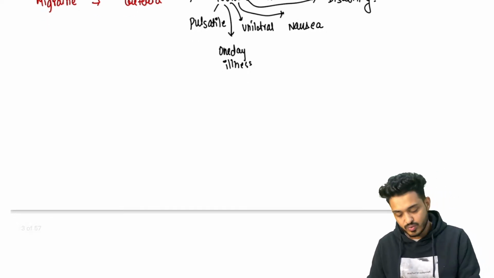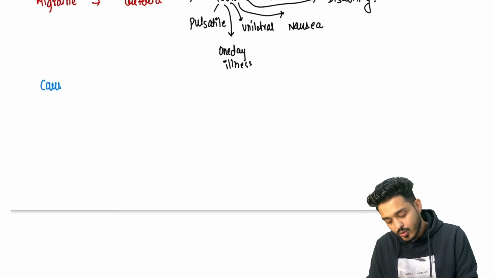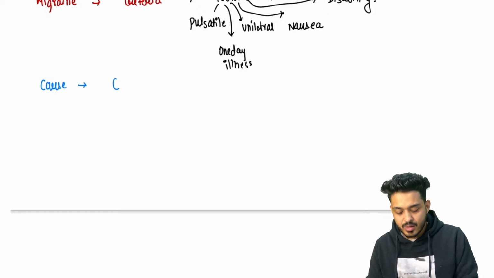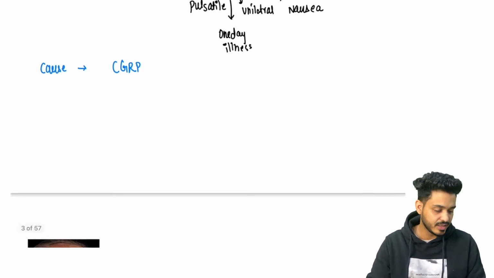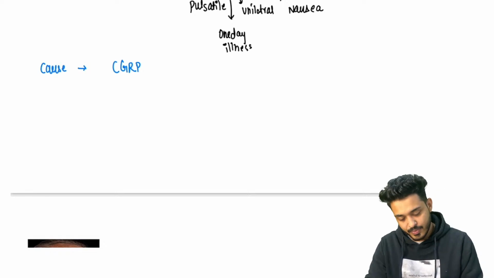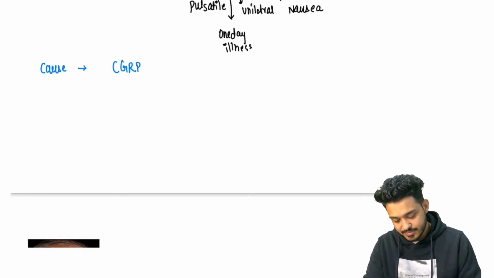What is the cause for this particular thing? We assume that the cause is CGRP. CGRP is calcitonin gene related peptide. And what is going to be the treatment, guys?